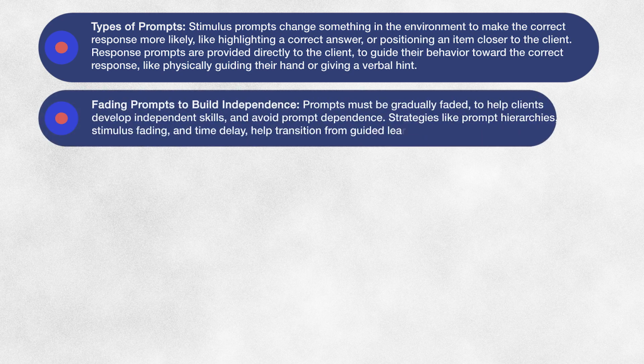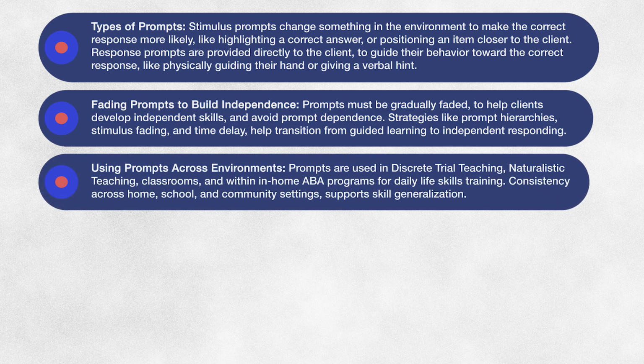Fading prompts to build independence. Prompts must be gradually faded to help clients develop independent skills and avoid prompt dependence. Strategies like prompt hierarchies, stimulus fading, and time delay help transition from guided learning to independent responding. Using prompts across environments. Prompts are used in discrete trial teaching, naturalistic teaching, classrooms, and within in-home ABA programs for daily life skills training. Consistency across home, school, and community settings supports skill generalization.